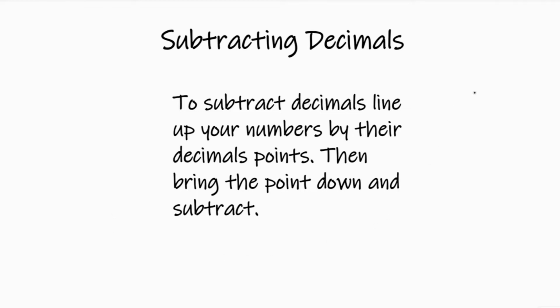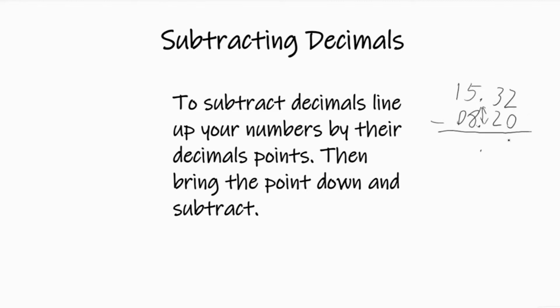So, for example, if I have 15.32 minus 8.2, I would line up my points just like this, and then I would subtract like normally. But first, I have to bring the point down, of course. Then I subtract like normally. So, we fill in these spots with zeros.